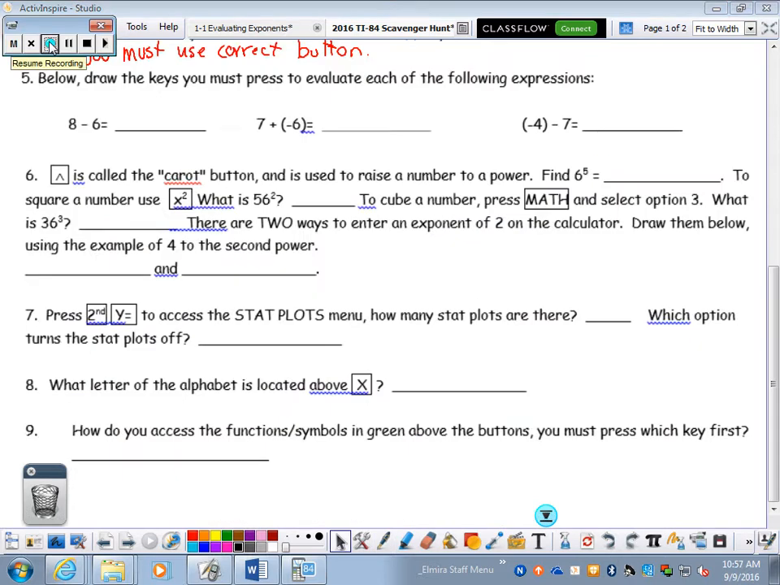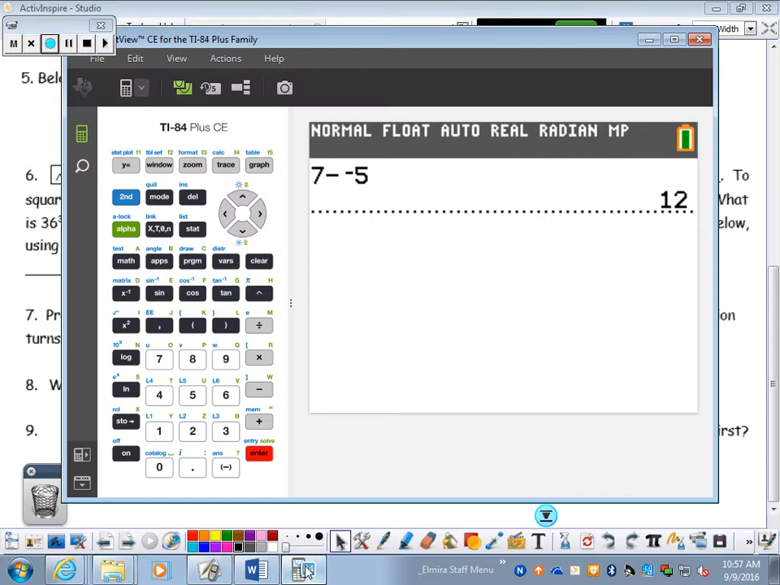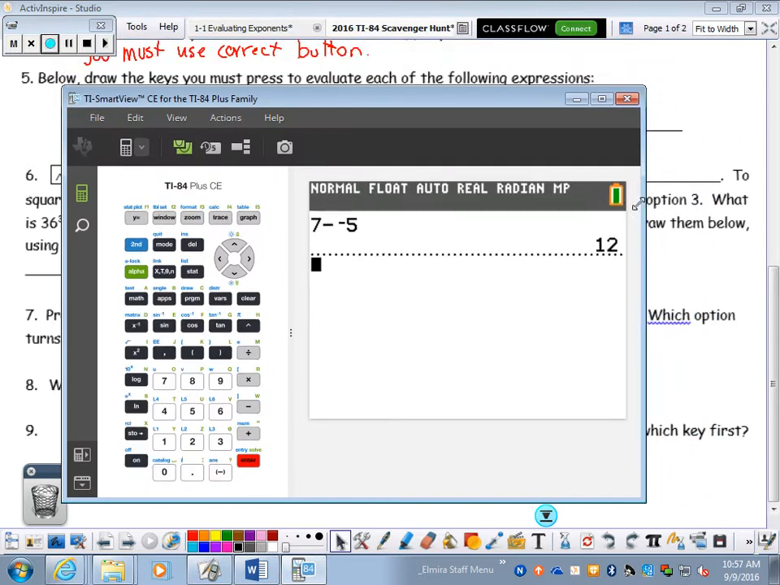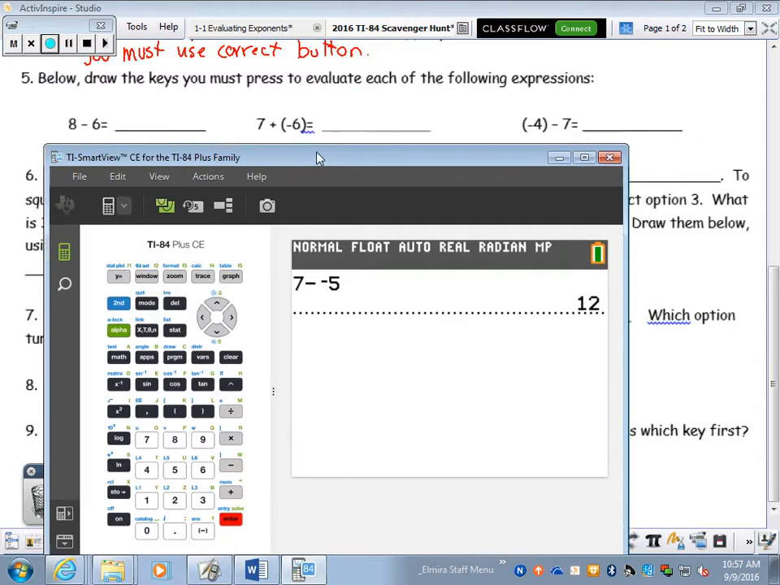Okay, the bottom half of the page, it says below, draw the keys you must press to evaluate each of the following expressions. Okay, so let's open that up. And I'm going to shrink this down a little bit. There we go.